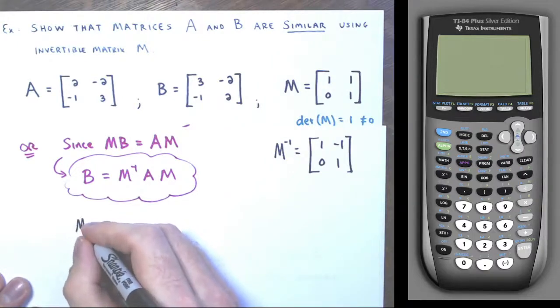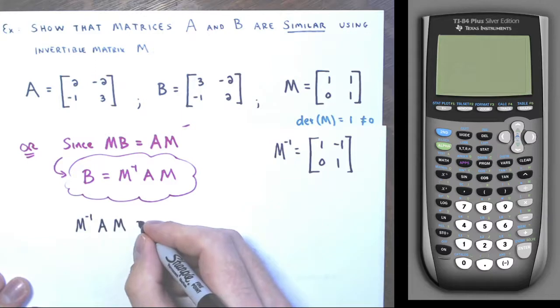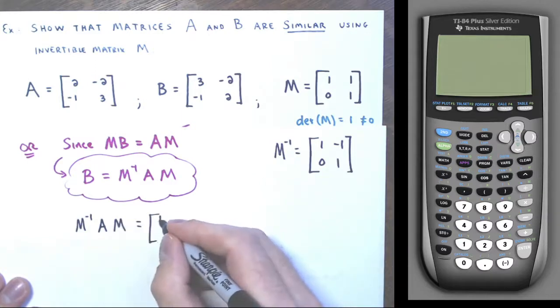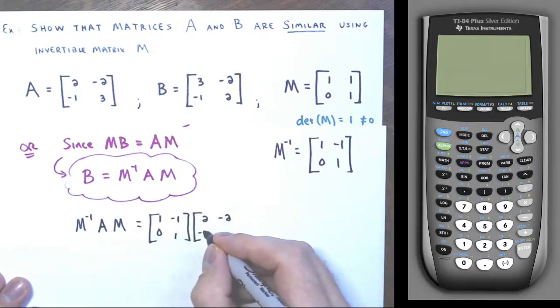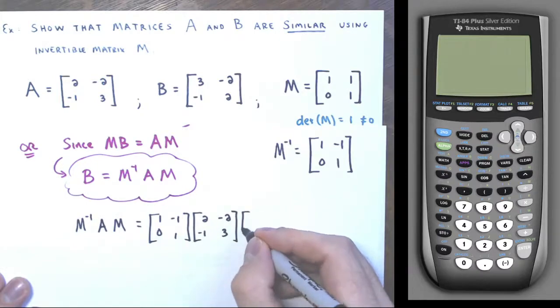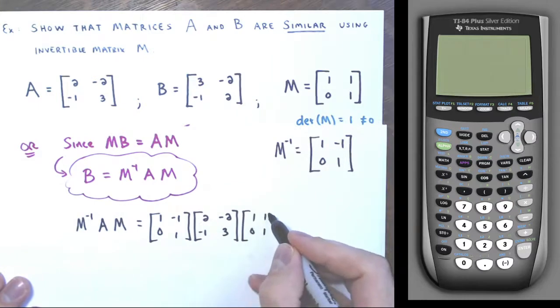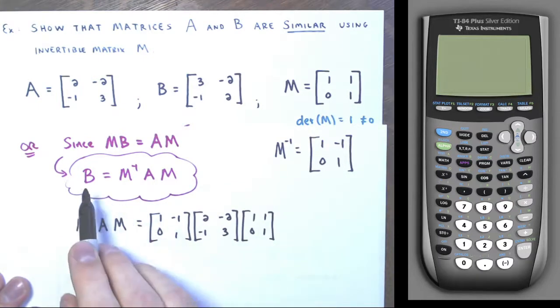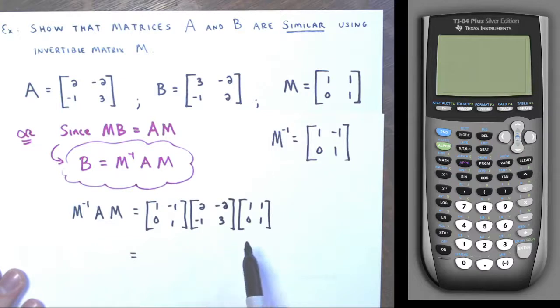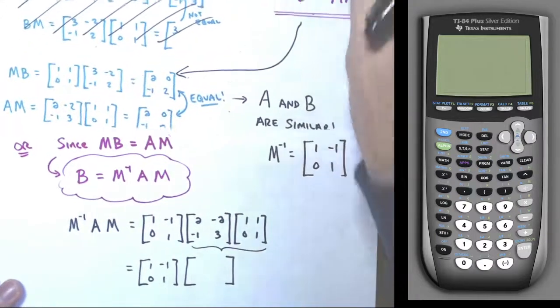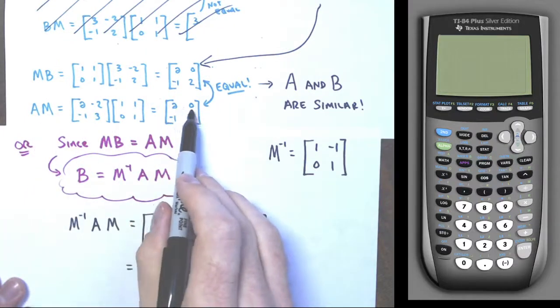So what's M inverse times A times M? M inverse I have there, in this order: 1, 0, negative 1, 1, times A, 2, negative 2, negative 1, 3, times M, 1, 0, 1, 1. And hopefully this is equal to B. Now remember, matrix multiplication is associative, so if you're multiplying three, it doesn't matter what order, so I'll just do these two first. I did AM on the earlier page. A times M is this matrix here, 2, 0, negative 1, 2.